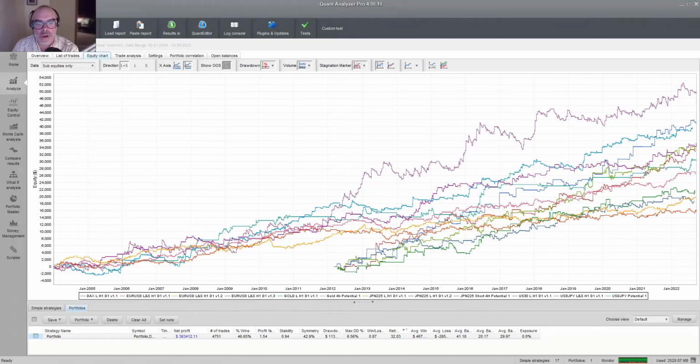Excellent. And so why don't we just talk generally about what these systems look like individually? The first thing that people will notice when they look at these charts is that none of these systems look particularly consistent or good. So what is it that we look for when we're selecting the systems?